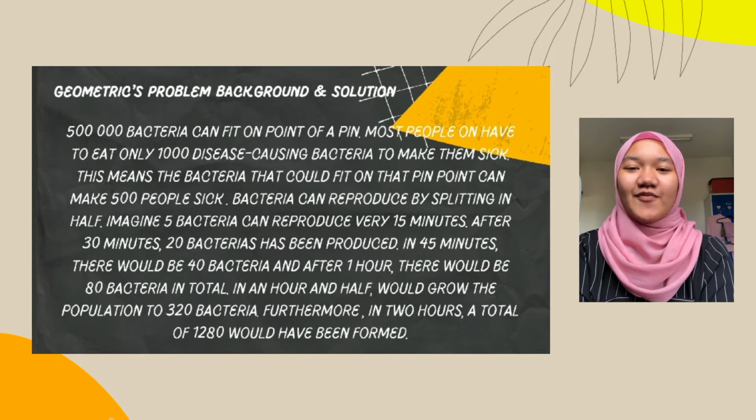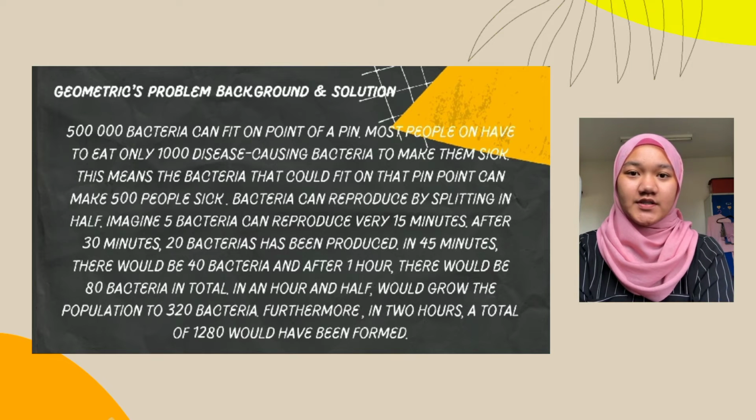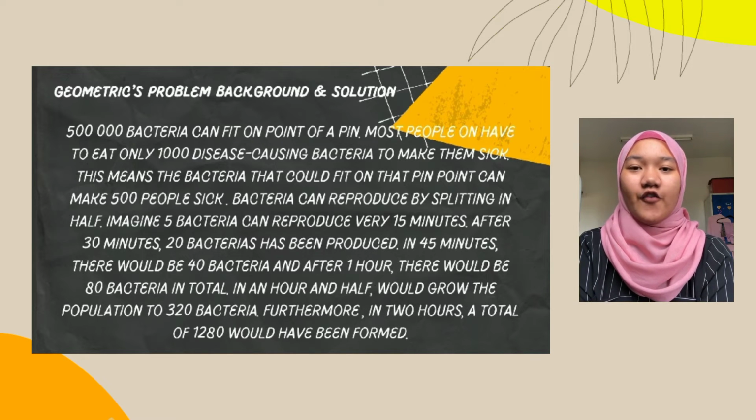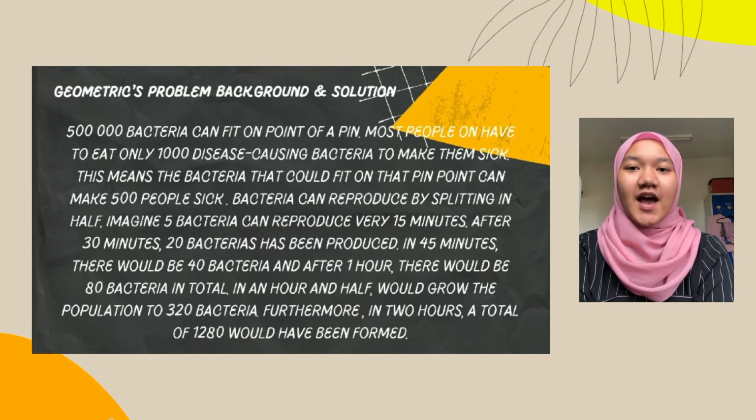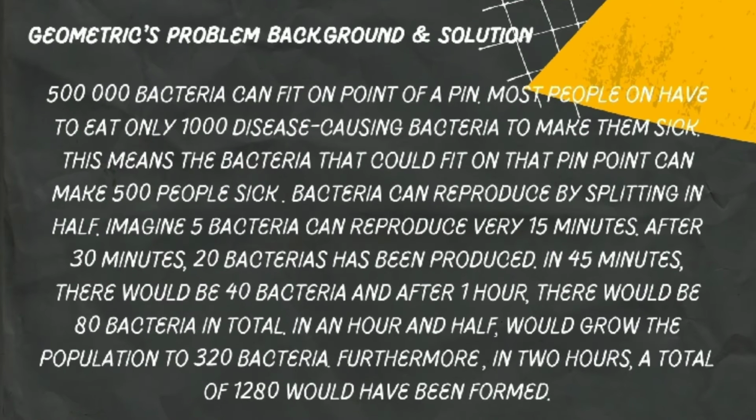Imagine 5 bacteria can reproduce every 15 minutes. After 30 minutes, 20 bacteria have been produced. In 45 minutes, 40 bacteria have been produced. After 1 hour, there will be 80 bacteria in total. In an hour and a half, the population would grow to 320 bacteria. Furthermore, in 2 hours, a total of 1,280 would have been formed.